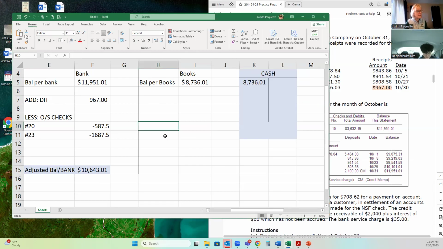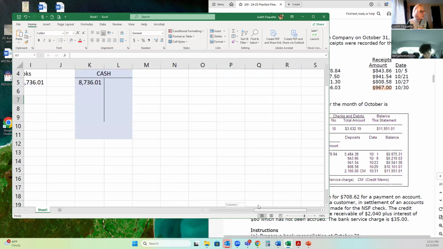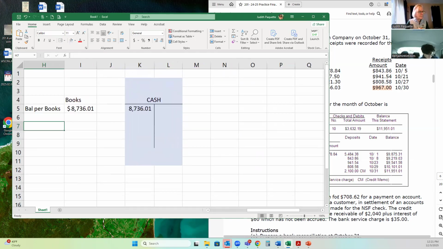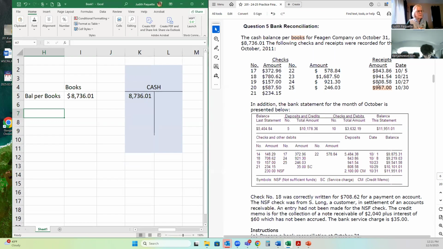So now for the book side, we look at the bank. So we start with any deposits. We look at the bank records and we say, well, is anything in the bank that is not recorded by the company? Okay. So start with the receipts. So we go down here and we say, is there anything down here that isn't recorded by the bank?